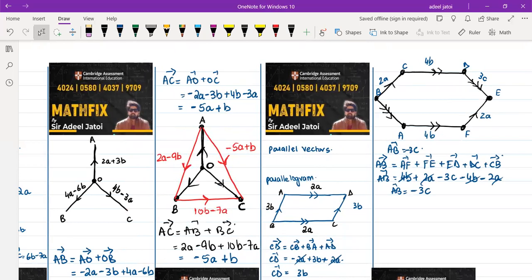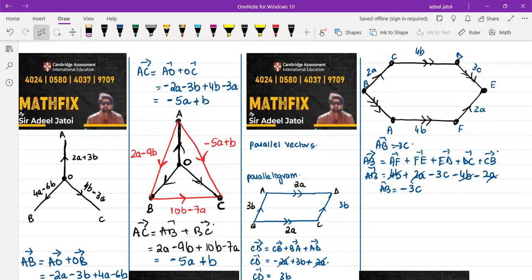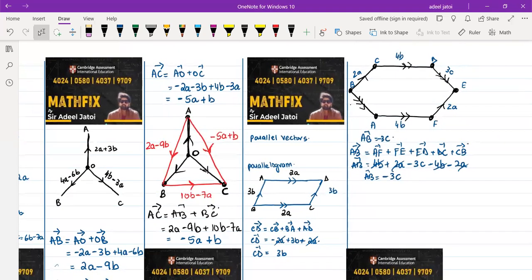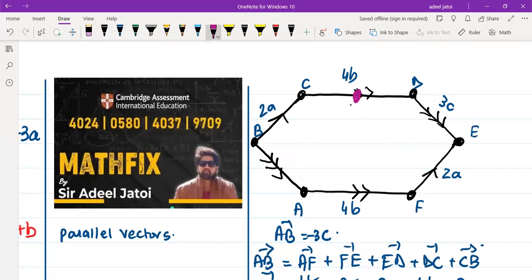So you need to understand what actually is given, or what shape is given, so that you can find out your vectors. In the same case, there can also be that X is the midpoint of CD. Let's say that X is the midpoint of CD. So in the CD, if X is the midpoint, so if CD is 4B, I can say this is 2B and this should be 2B as well.